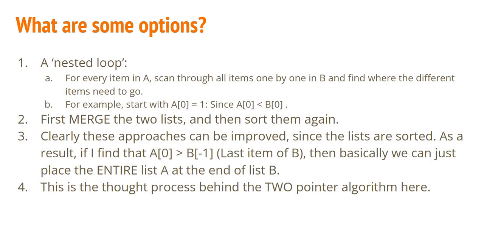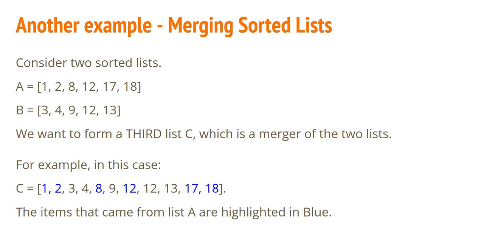However, both these approaches can be improved given that the two lists are sorted. So we can build a quick intuition here. Think about it. If I find that my A0 is more than the last item on B, just an extreme example, then in fact nothing needs to be done. I just need to take my entire list A at the end of B, and the job is done, right? However, real life examples may not be so well defined.